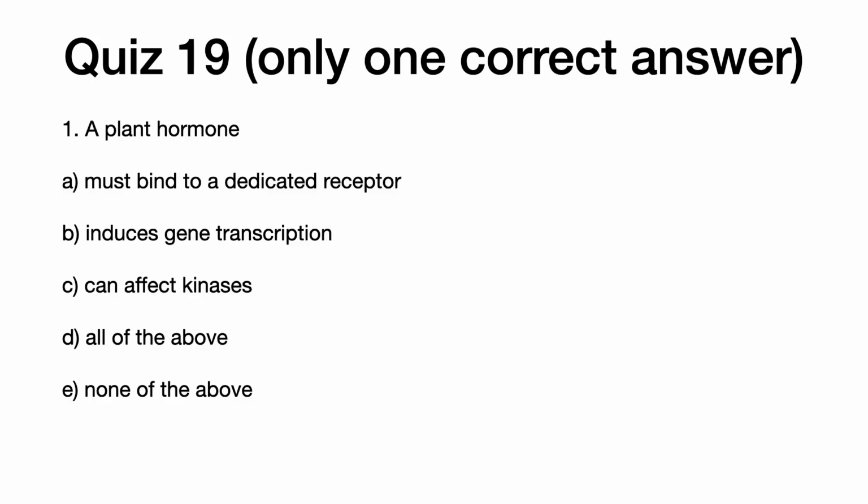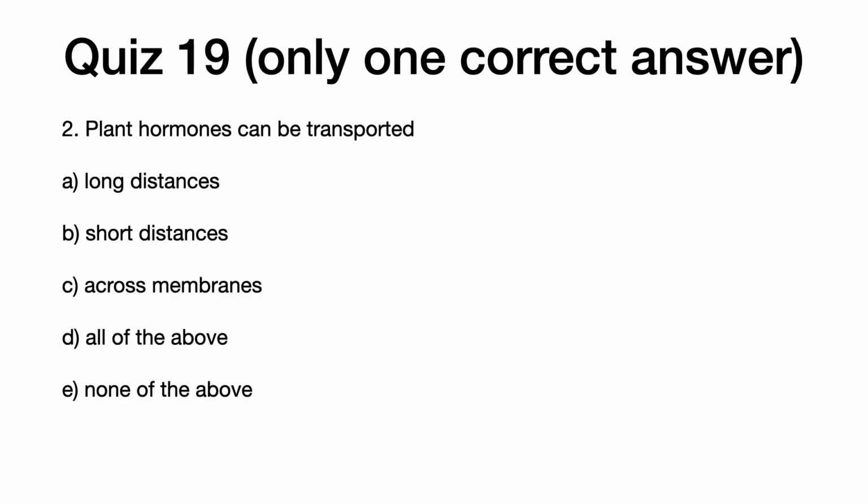1. A plant hormone, A, must bind to a dedicated receptor. B, induces gene transcription. C, can affect kinases. D, all of the above. E, none of the above.